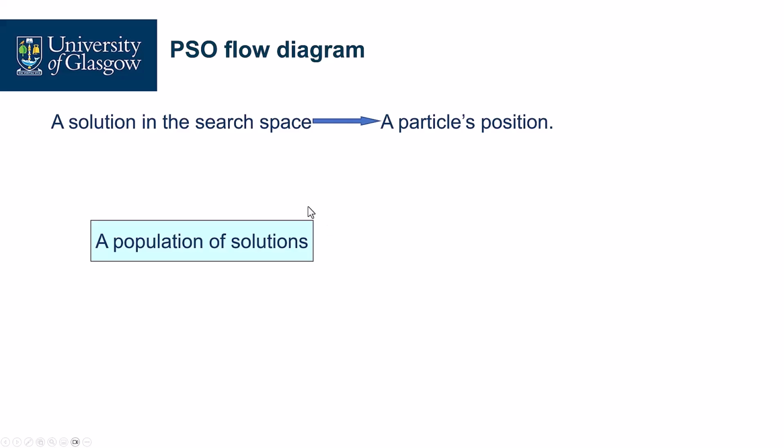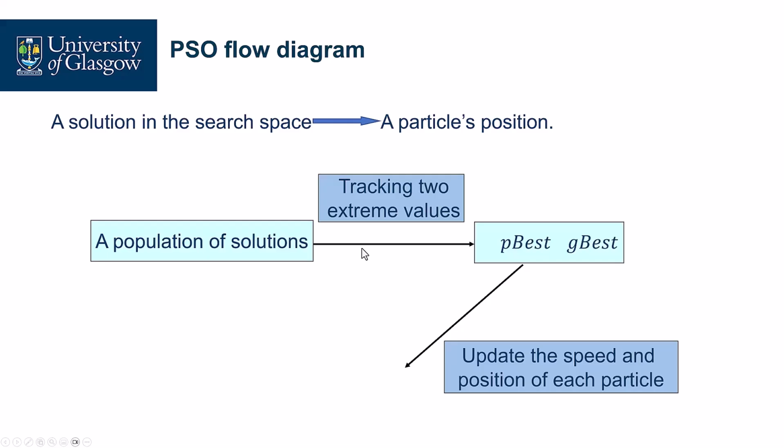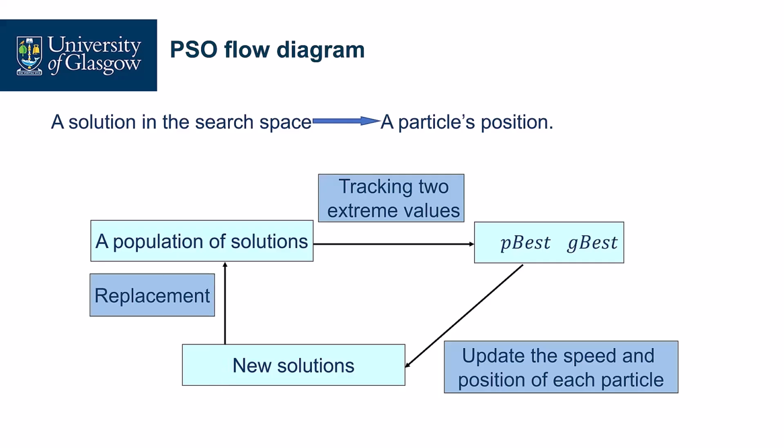So we first get a population of solutions or particles. Then we track the two extreme values, which are p-best and g-best. Then we update the speed and position of each particle based on the formula I just introduced. Then we get the new solutions, that is the new positions of the particles. Then we use these to replace the old population. One iteration is finished. So we can carry out iteration by iteration, and eventually we can finish the algorithm.